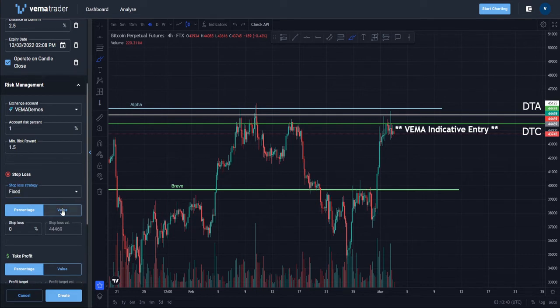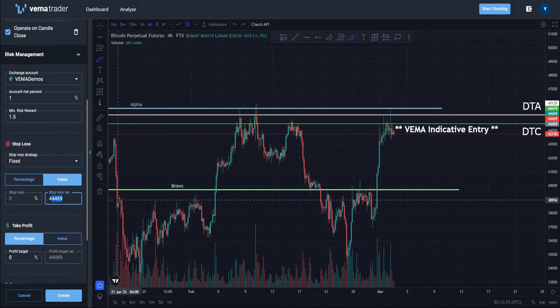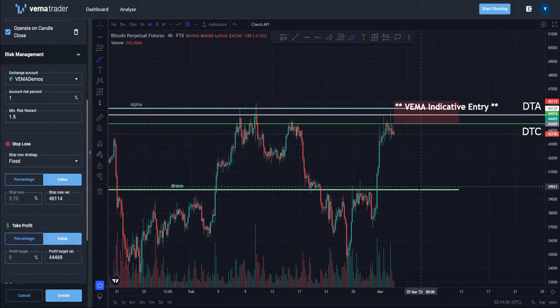I'm going to use a fixed stop loss. I'm going to use a fixed value here, okay? I'm going to put this just above this wick. I want to make sure, regardless of where this enters, my stop is above that wick. So we're going with 46114. And for my take profit, I'm going to target Bravo, because that's the next support level that I'm paying attention to. So 39945.